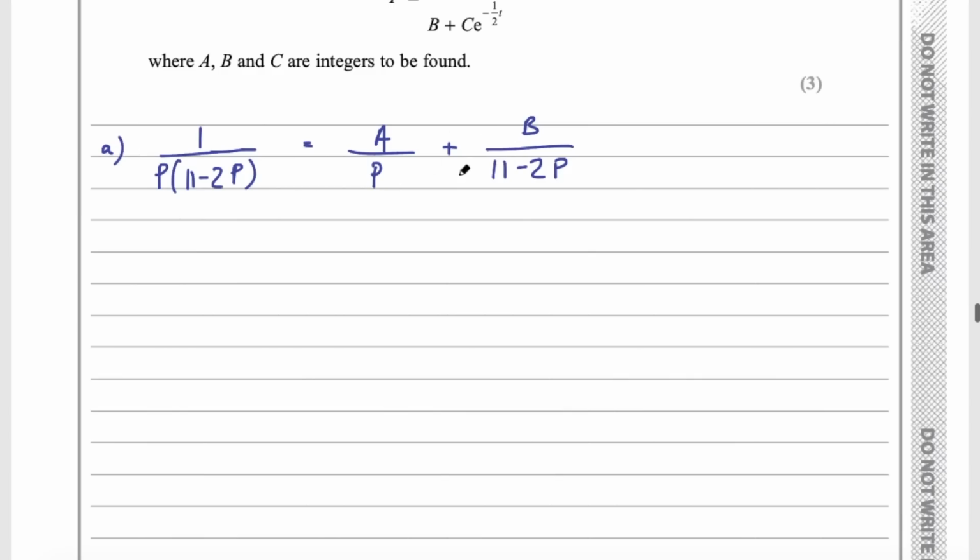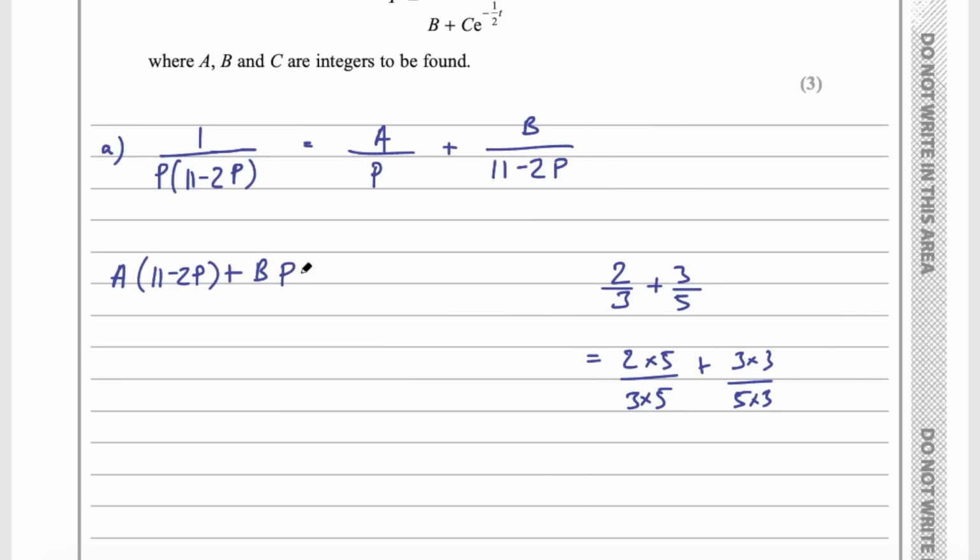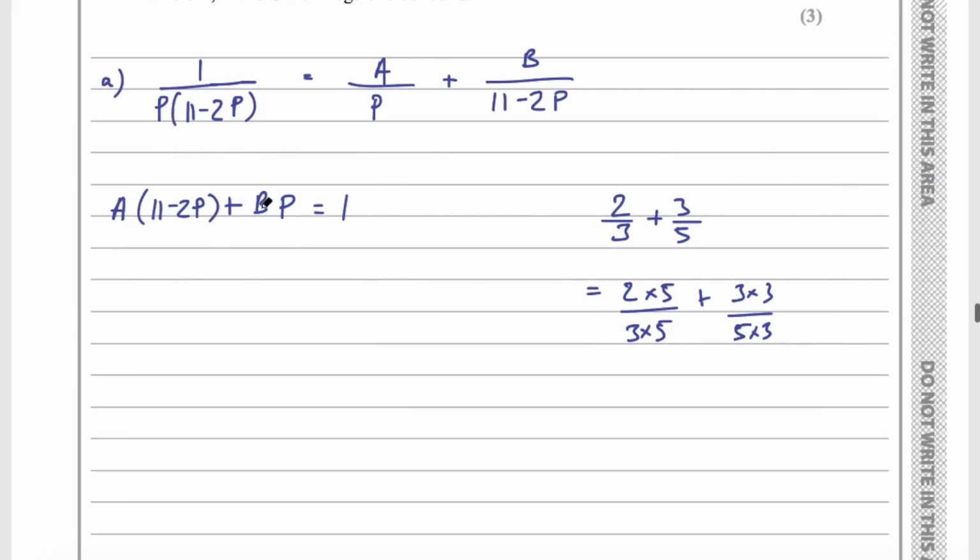So what we want to do now is to try to solve this equation. What we're going to do is really we're just multiplying the a by 11 minus 2p and b by this denominator, just like when you add fractions together. So if you had 2 over 3 plus 3 over 5, how would you do that? Well, you would multiply 2 by 5, 3 by 5 to get the common denominator, and 3 by 3 and 5 by 3. So we're just kind of cross multiplying here. So what we end up with is a multiplied by 11 minus 2p plus b multiplied by p equals 1, this numerator up here.